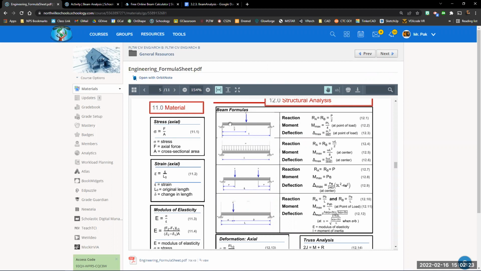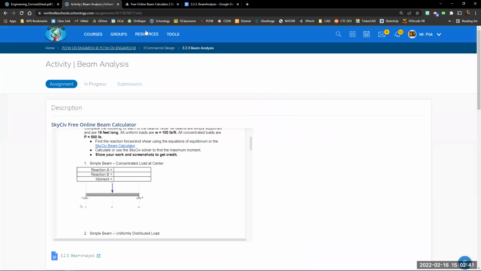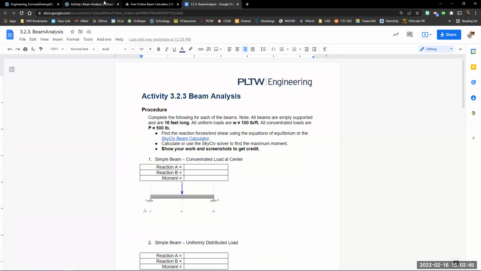For example, for this beam formula, if you notice that it's a single point load right in the middle of a beam, then you can do some simple math. The reactionary forces RA and RB are simply going to be whatever that P value is divided by 2. And so if I come back over here to my actual activity, here it is.